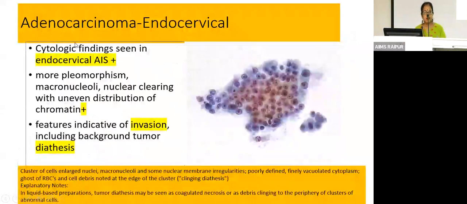Okay, so this is adenocarcinoma, endocervical. What you see here is a honeycomb pattern of cells. So you make out it is endocervical. What is very, very conspicuous is, can you see these nucleoli, punched out, round, big nucleoli? So what you have here is cytologic findings seen in endocervical adenocarcinoma in situ with macronucleoli with features suggesting invasion, namely tumor diathesis. So three main points. It has to be endocervical, very pleomorphic, macronucleoli with tumor diathesis. This is how you will make a diagnosis of adenocarcinoma endocervical.